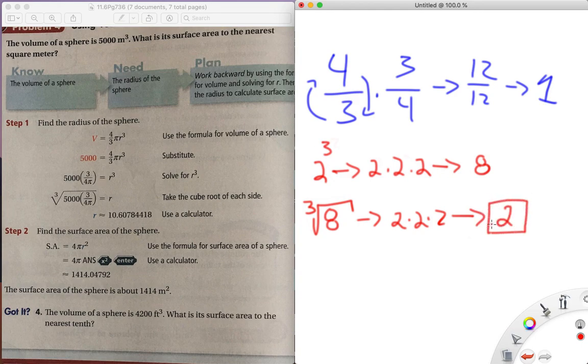Same thing with this. I'm trying to find out the number that I multiply 3 times in order to get this number, which is 5,000 times 3 over 4 pi. And that number on the example is 10.6078448. That's my radius. Then I'm going to square that number. Then I'm going to multiply it times 4 and pi to get the surface area, which is rounded to the nearest square meters, is 1,414.